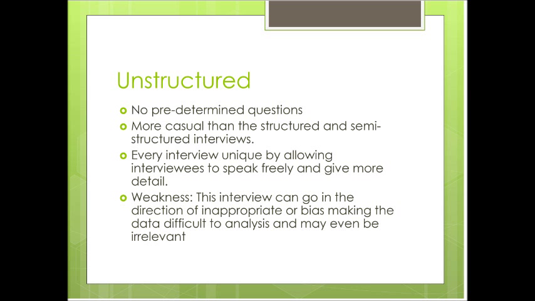Last but not least, the unstructured interview. This kind of interview provides a predetermined question and is more casual than the structured and semi-structured interviews. This makes every interview unique by allowing interviewees to speak freely and give more detail. Well, if you want to ask an infinite amount of extremely flexible questions, this interview is for you. But be careful. This interview can go in a direction of inappropriate or biased, making the data difficult to analyze and may even be irrelevant.